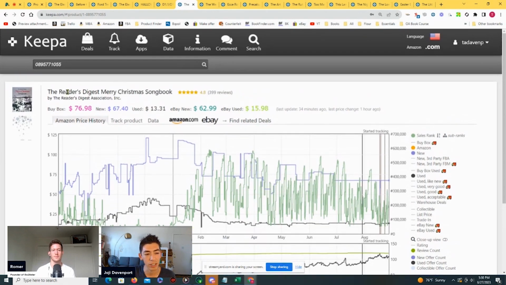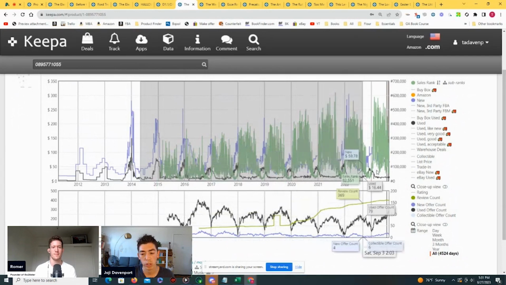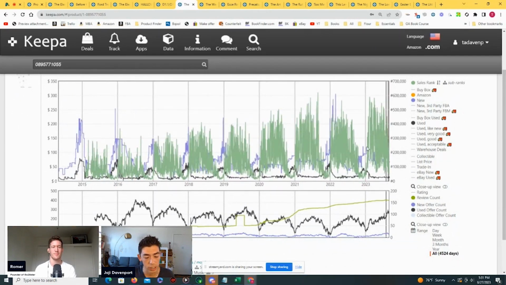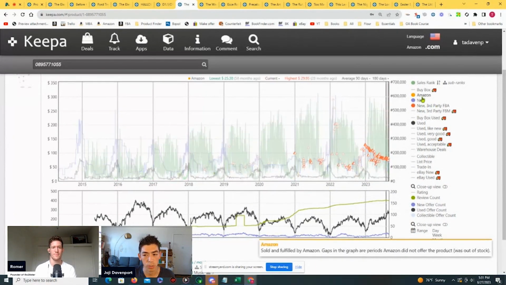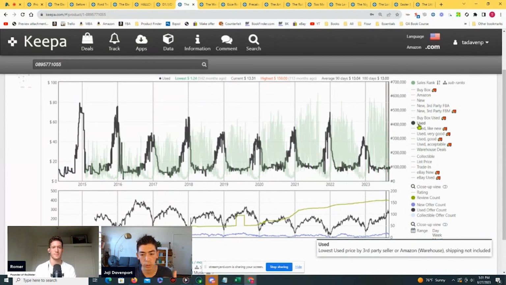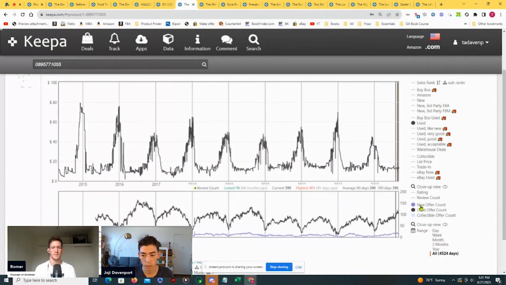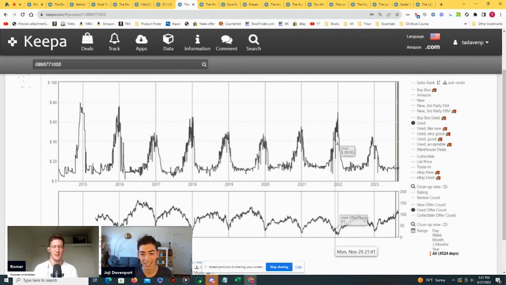Okay, so let's take a look at this, everyone. This is the Reader's Digest Merry Christmas Songbook. If I expand the historical selling data of this Christmas book over the last 4,500 days, and again, let's make this super simple, let's get rid of these other features and just look at two things this time. We won't even look at sales rank. We'll just look at used price and used offer count. So what do you notice here on this Keepa graph? Inverse relationship. Yeah, when people sell out, the price goes up. It's literally just a mirror image of each other, right?